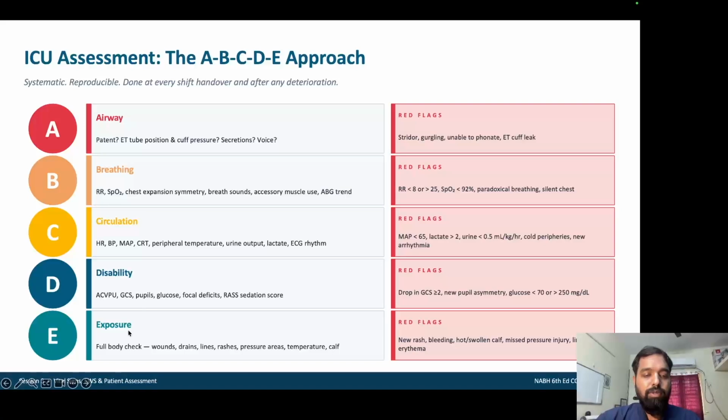Regarding exposure: a full body check, wounds, drains, lines, rashes, pressure areas, temperature, and calves. A new rash, bleeding, hot or swollen calf, missed pressure injury, and line erythema are the red flags.